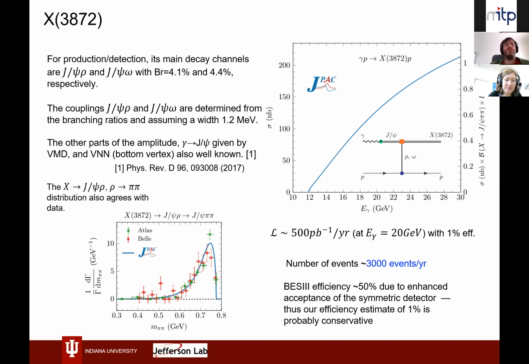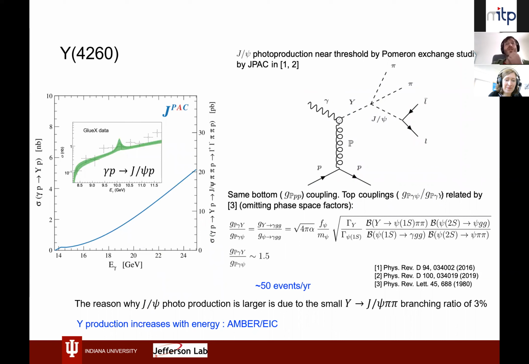And for instance, this is the case of the X3872, for which we estimated that we are expecting like 3,000 events per year in this kind of photoproduction reaction. But of course, these are ballpark estimates. They are very rough estimates. And also you have to think about what could be the possible efficiency of the detectors and all that stuff. So this is just a physics motivation case for a spectroscopy program in this kind of facility. We also looked at the Y4260, which is not great because we were getting something like 50 events per year, but the production of the Y could increase with energy.